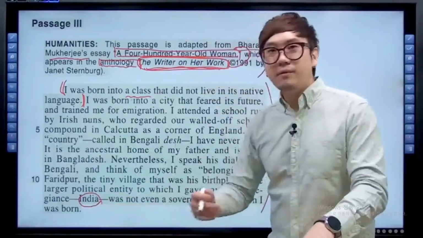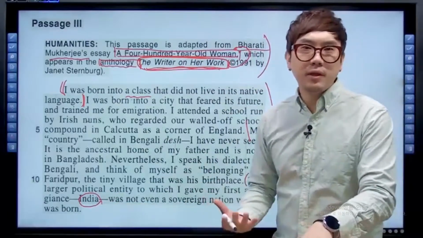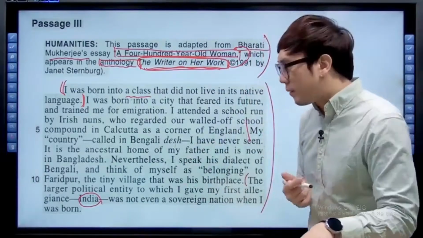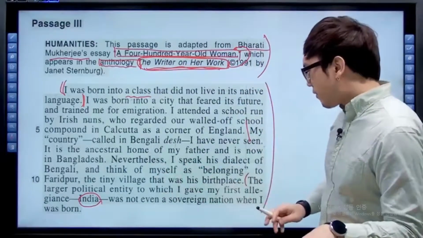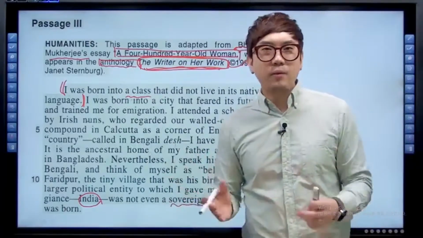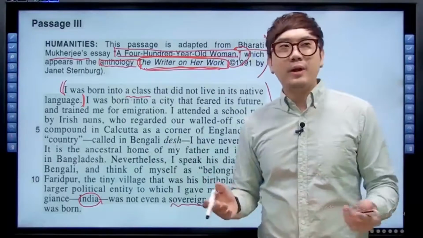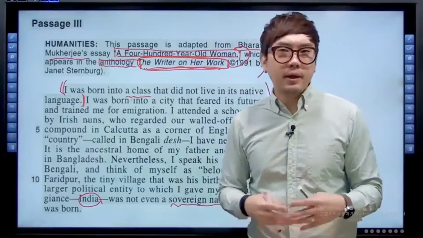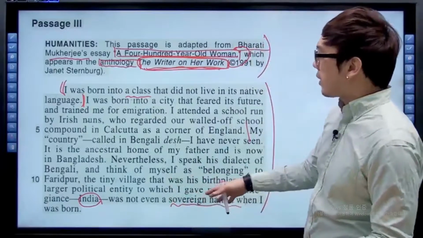Doesn't mean that she lived in India, or it could mean that she lived in India, but it doesn't really necessarily mean that she's of Indian descent, right? So anyways, India was not even a sovereign nation when she was born. So I guess we're talking about back then, maybe the early 1900s, before India was independent from England. I think that's what we're talking about here, right?